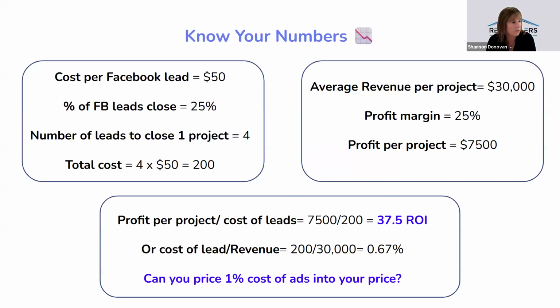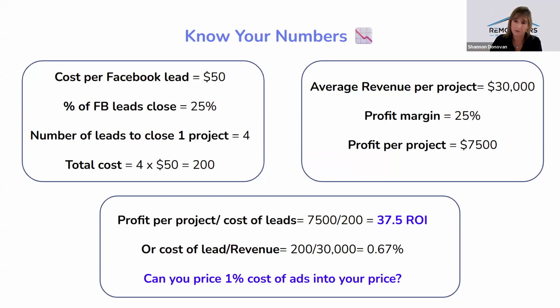So your total cost is $200 to get 1 project from Facebook. Now on the other side, that's a cost. What is that going to bring you in? Well, if your average revenue for a project is, say, $30,000, and your average profit margin is 25%, then your profit per project is $7,500. So if we divide that $200 of cost into that profit of $7,500, that's 37.5 times your money, return on your investment. You invested $200 and you got back $7,500, right?